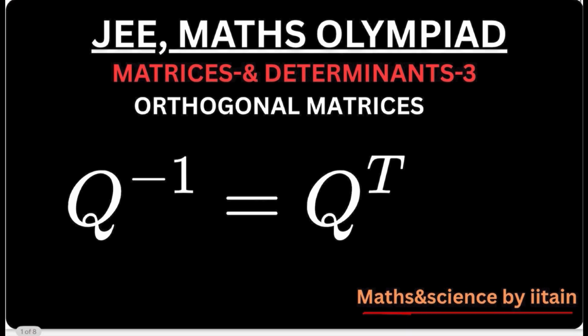In this lecture, we will discuss the orthogonal matrix and other types of matrices. In the last lecture, that is lecture number 2 of matrices and determinants, we discussed 12 types of matrices. Now, we will take this forward and define more types of matrices.